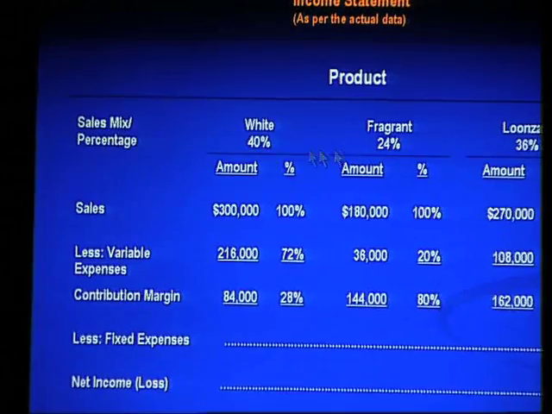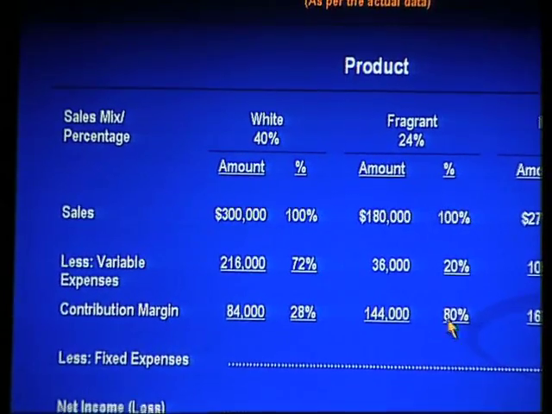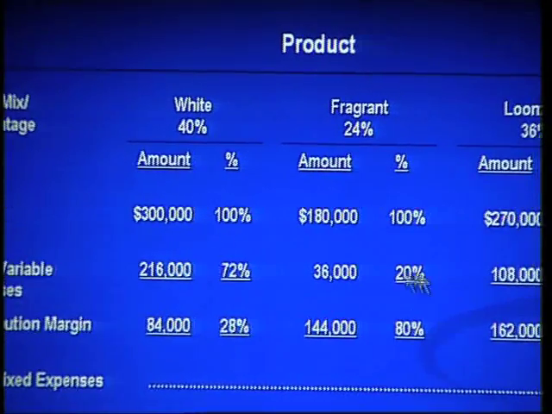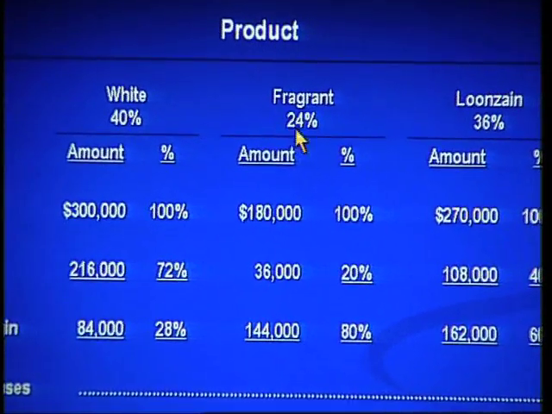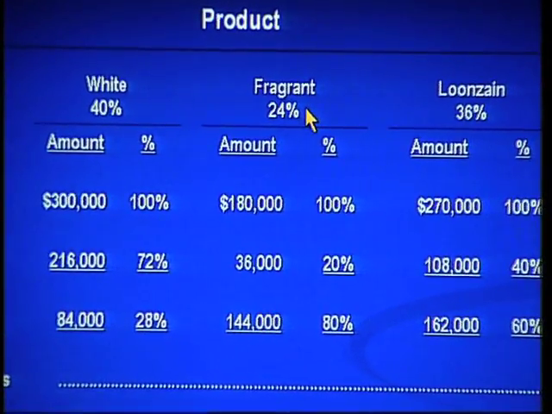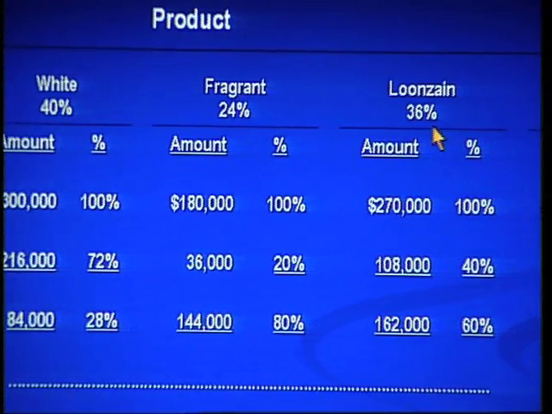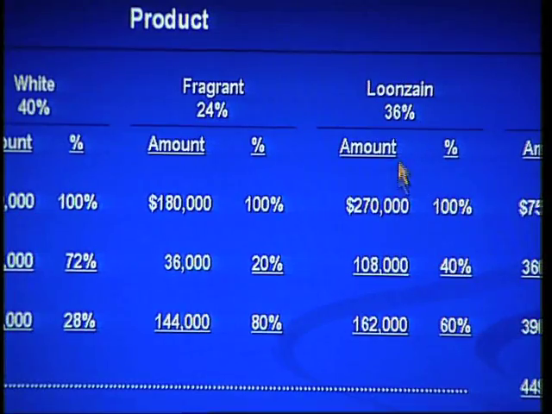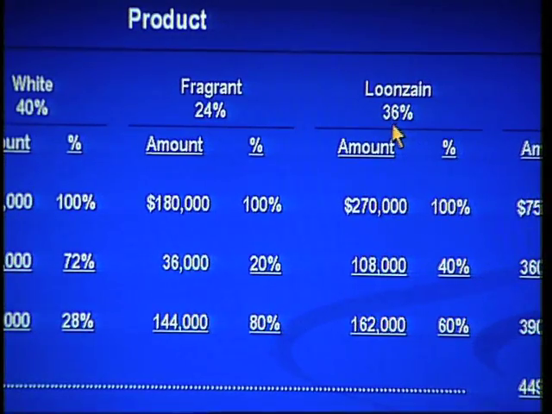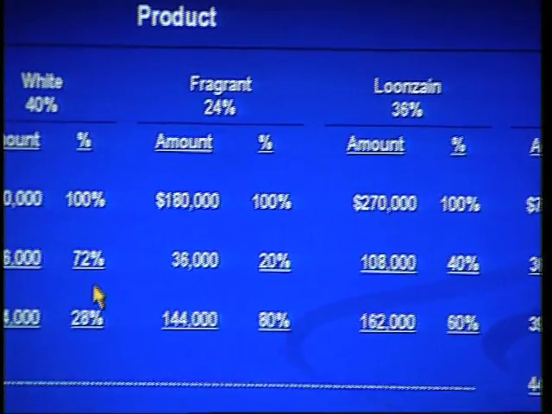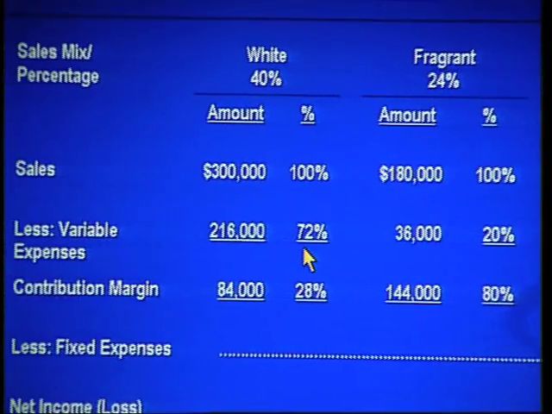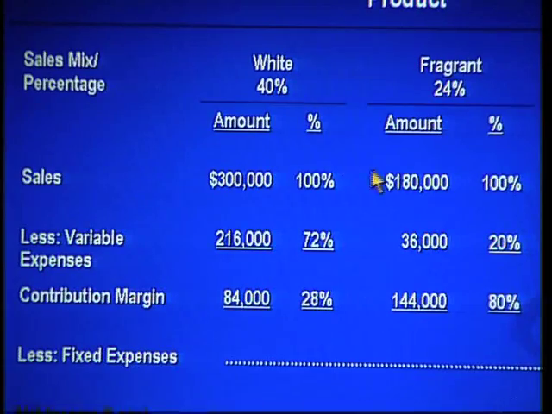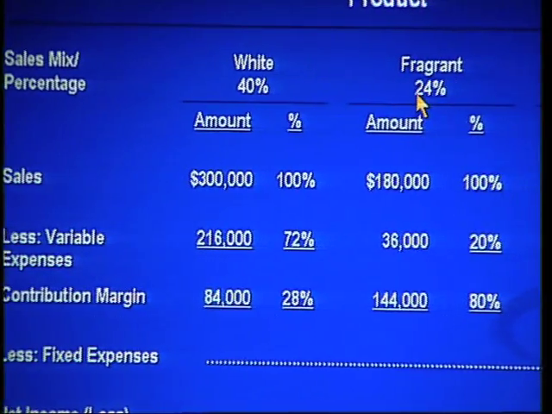That means that it has been increased from 20% to 40%. The sales of fragrant, which is the high margin product which has 80% contribution margin and 20% variable cost, has been decreased to only 24%. The next product, Lunzaine, its sales has been increased from 28% to 36%. As a result, as you can understand, the sales of low margin product has been increased and the sales of high margin product has been decreased.